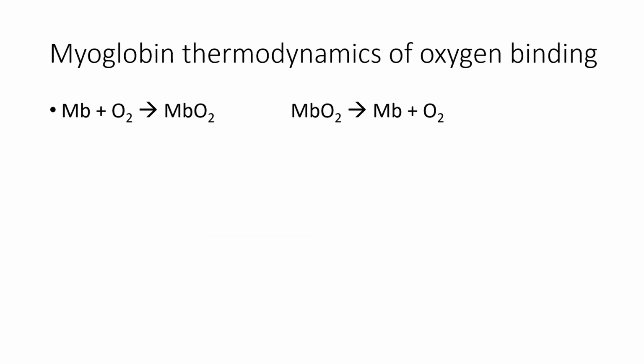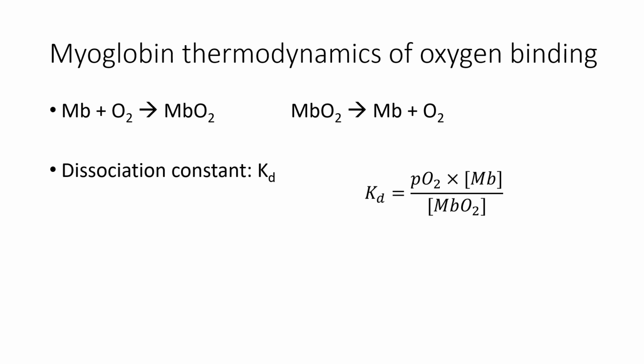Let's talk more about the thermodynamics of how oxygen binds to myoglobin. Myoglobin essentially has two different states, right? You can have myoglobin on its own without oxygen. When you add oxygen to it, you have this oxygen-carrying myoglobin. And you can also have the reverse, where you have myoglobin with oxygen bound that then dissociates into an unbound myoglobin with a separated out oxygen that is released.